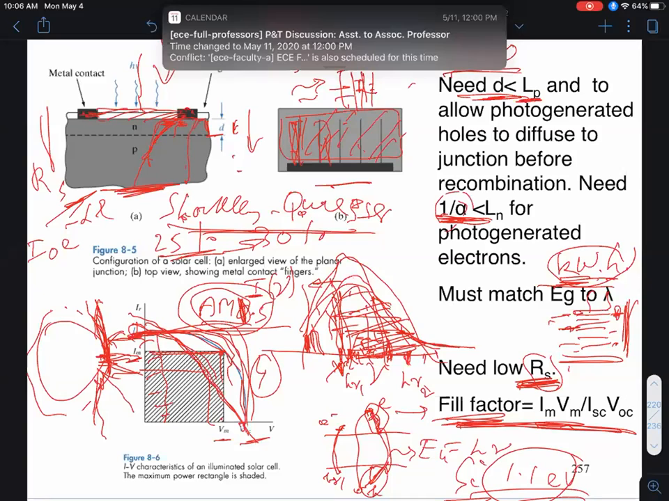You want this 1 over alpha, this absorption length, to be less than the diffusion length of electrons. What that means is, I want the absorption to be within the diffusion length of electrons in this p-n junction, because if the absorption length is very, very short and I create electron hole pairs over here, these electrons can diffuse all the way to the junction. So there are all kinds of very interesting device optimization issues for solar cells. And then finally, of course, you have to match the band gap to the wavelength of the solar spectrum, and that's what I've discussed already.